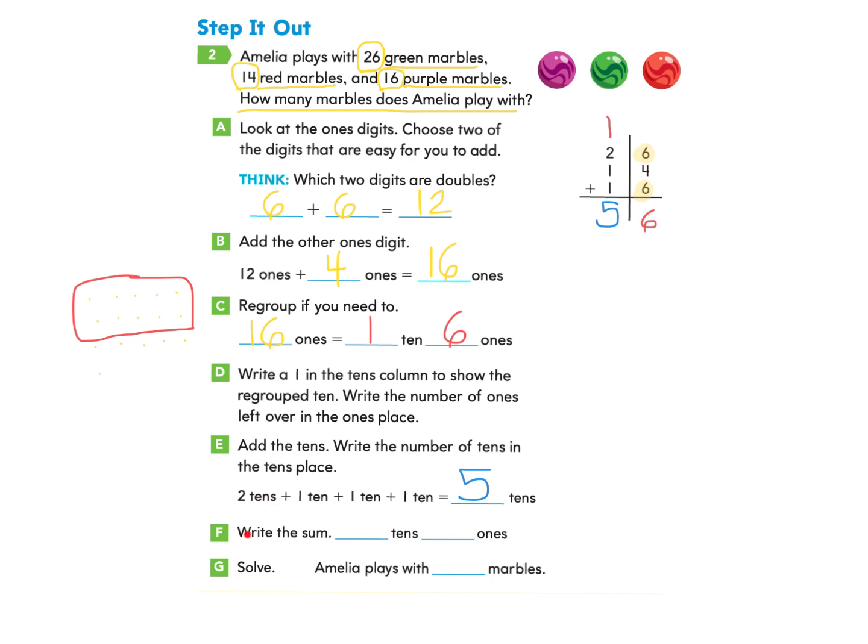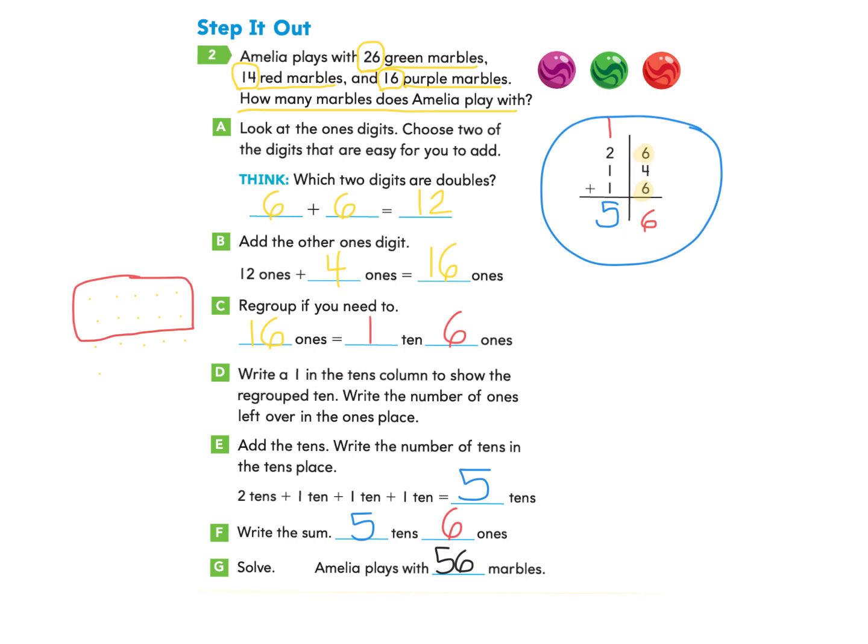Great job. Now we are going to write the sum. So what do we see here? We have 5 tens and 6 ones. So we will write in 5 tens and 6 ones. So the question that we were trying to answer was, how many marbles does Amelia play with? And we have solved this problem. Amelia plays with 56 marbles.